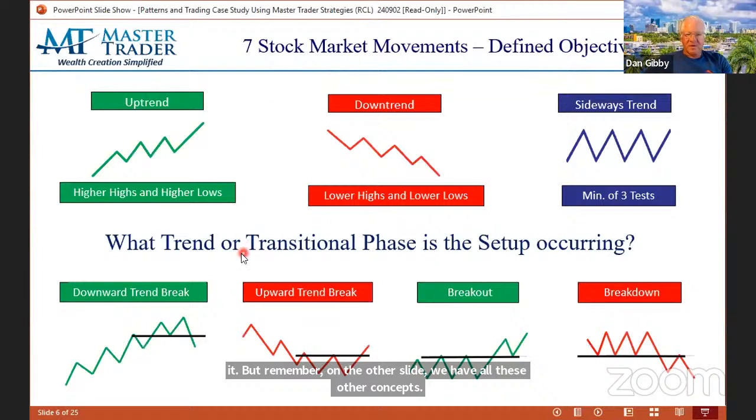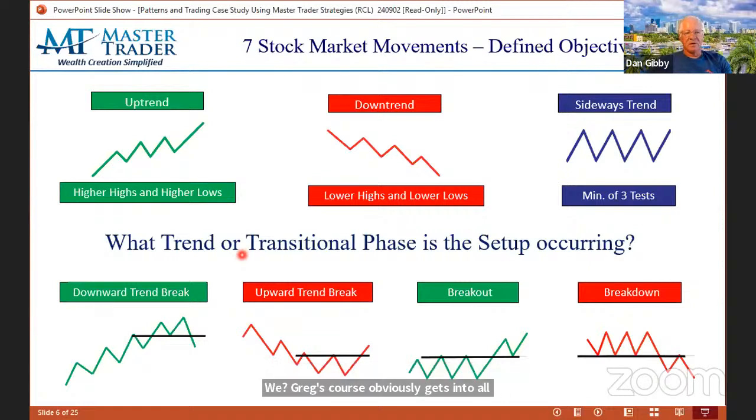Greg's course obviously gets into all these concepts put together in a methodical thought-building lesson, but we can teach little Johnny this. Hey, little Johnny, whatever time frame you're talking about, the stock or ETF or Bitcoin, whatever you're trading, is going to be in one of these phases. The setup is either going to be in an uptrend, higher pivot highs, higher pivot lows, downtrend, sideways trend, or one of these transitional phases.